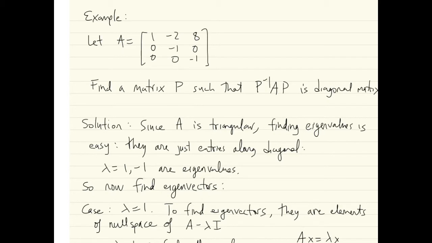Remember, P is made out of eigenvectors. To find the eigenvectors, first we have to find the eigenvalues. And in the case where the matrix is triangular, the eigenvalues are just the terms on the diagonal. In this case, there's only 1, and the negative 1 is repeated, so our two eigenvalues are 1 and negative 1. Once we've got the eigenvalues, we next find the eigenvectors, and by definition, the eigenvectors are elements of the null space of A minus lambda I.